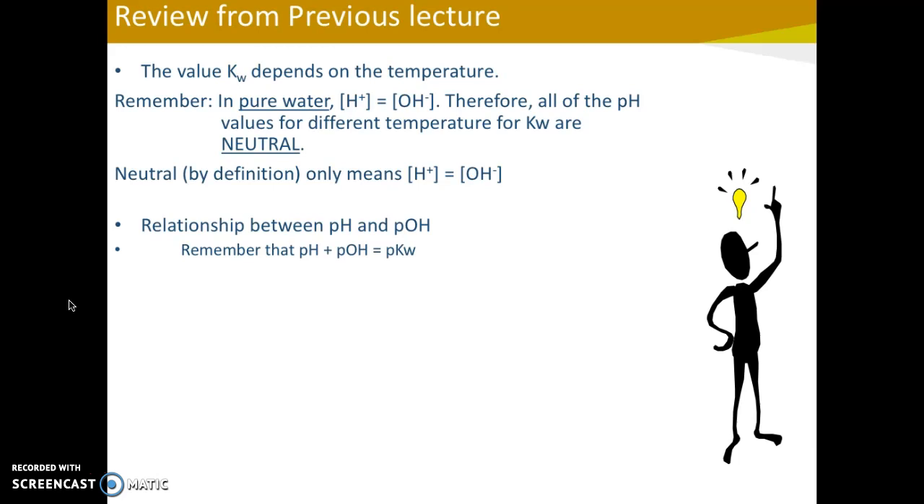So make sure you've reviewed the value for Kw, right? That depends on temperature. A couple of reminders: in pure water, the hydrogen ion concentration is equal to the hydroxide ion concentration. So all the pH values for the different temperatures, that table that I showed you, are all neutral solutions. pHs are considered neutral because neutral by definition only means that the two concentrations, hydrogen ions and hydroxide ions, are equal.